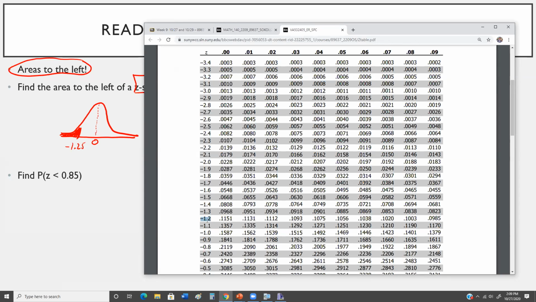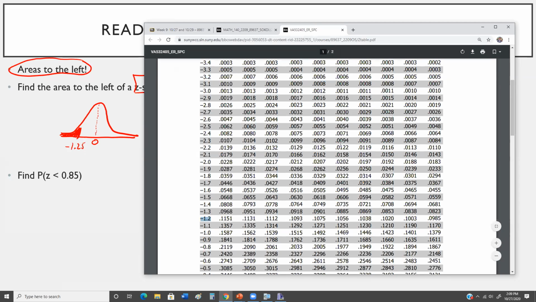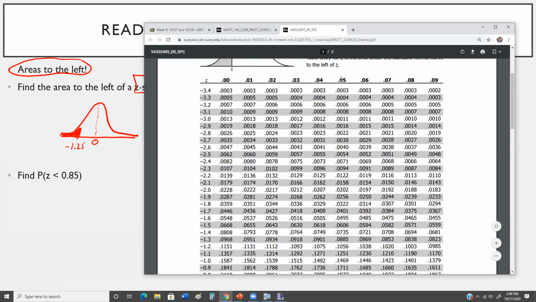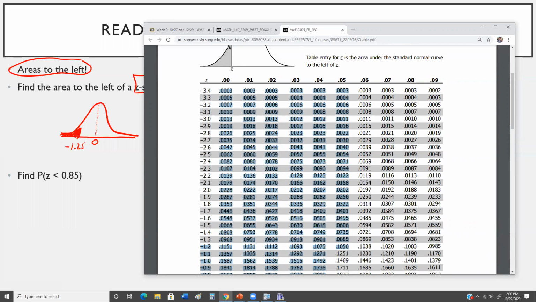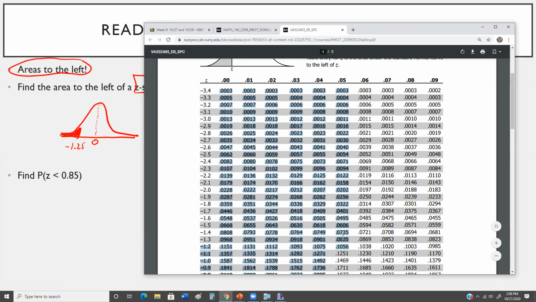If you're able to follow along, do you see that on your table? And then the last digit is a 5. So you go to the top and find the 0.05. Now you look where they intersect. I go over to -1.2, and then down to 0.05. What area do you see right there? That's your answer. So the area to the left of a z-score of -1.25 is 0.1056.